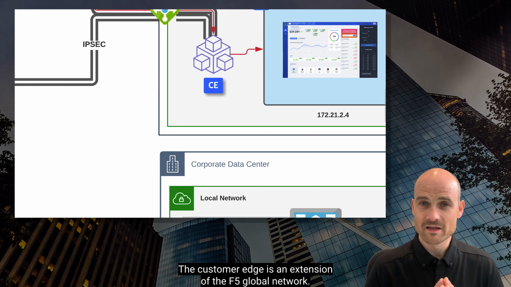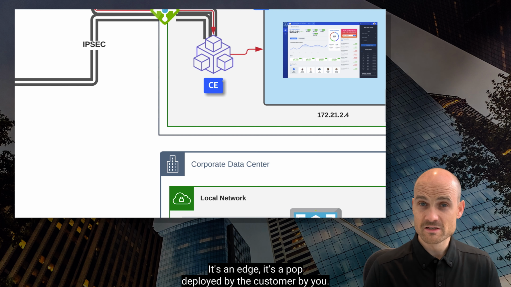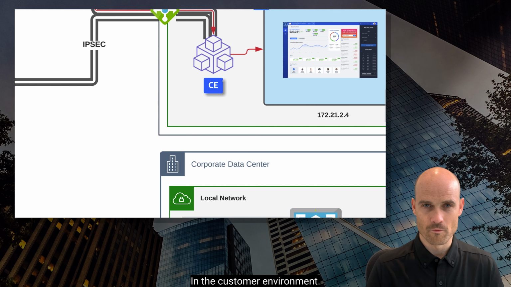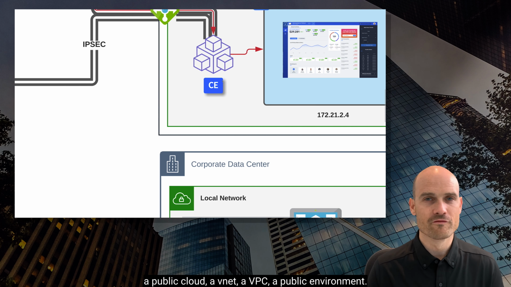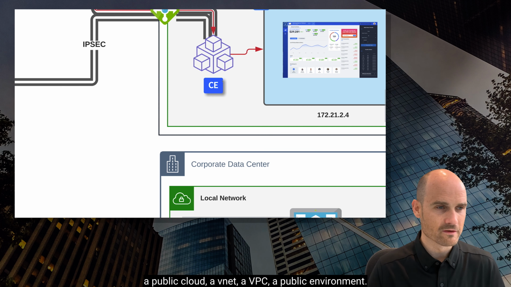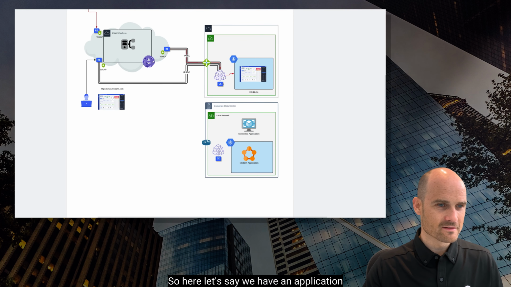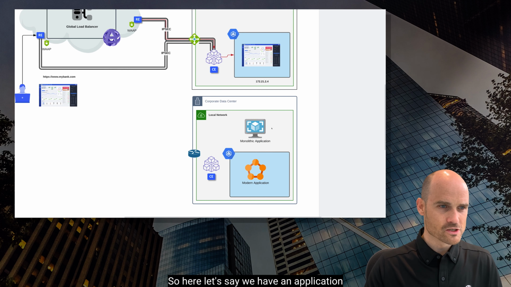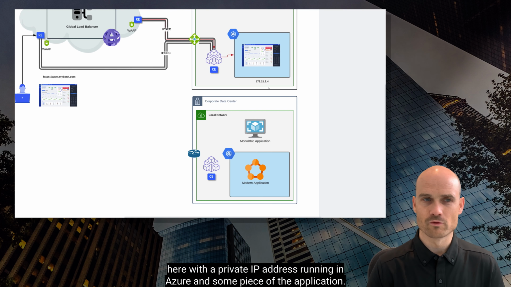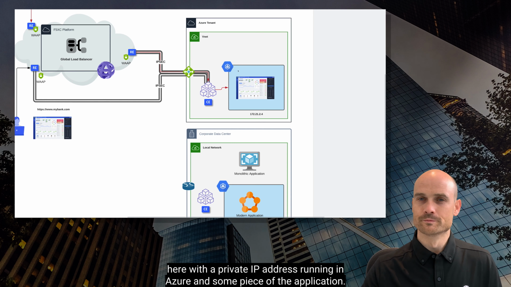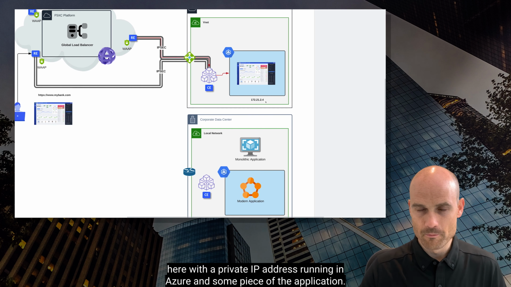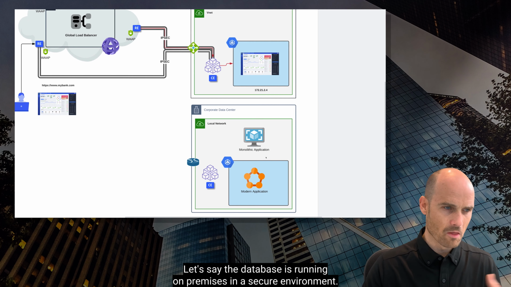The customer edge is an extension of the F5 global network. It's an edge, a POP deployed by the customer, by you, in the customer environment. An environment can be a data center or a public cloud, a VNet, a VPC. So here, let's say we have an application with a private IP address running in Azure. And some piece of the application, let's say the database, is running on premises in a secure environment.